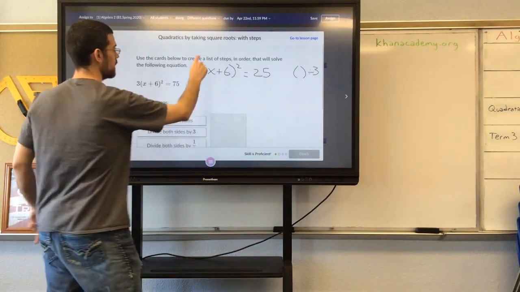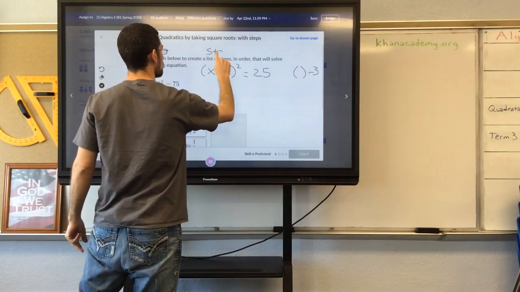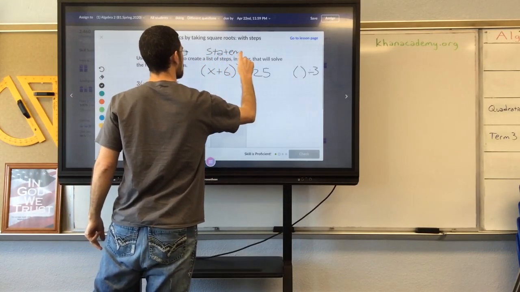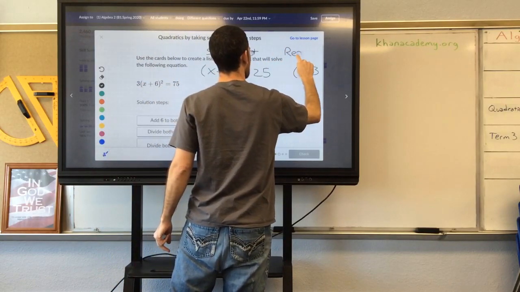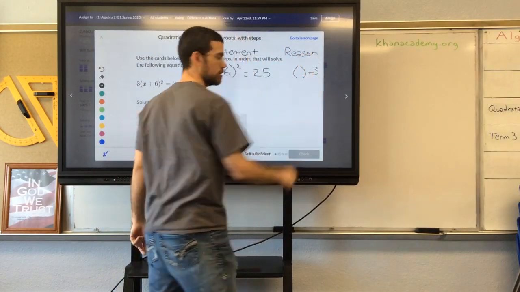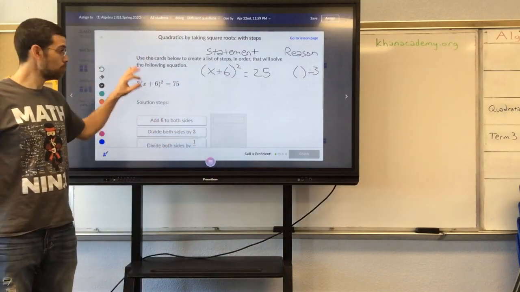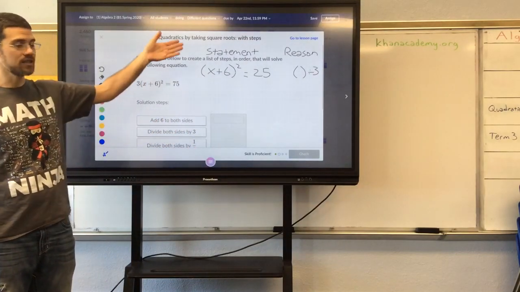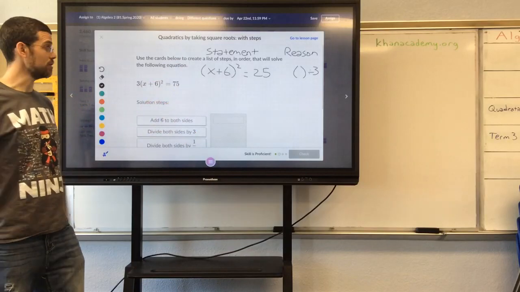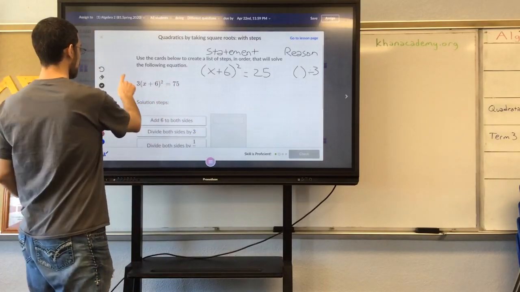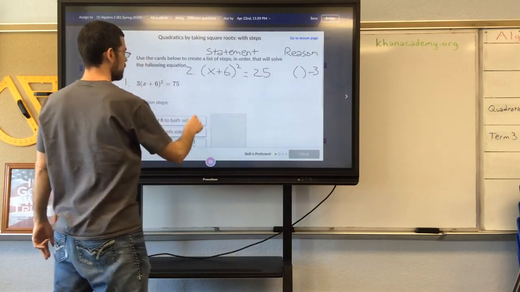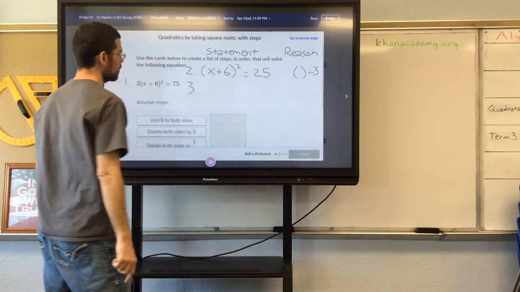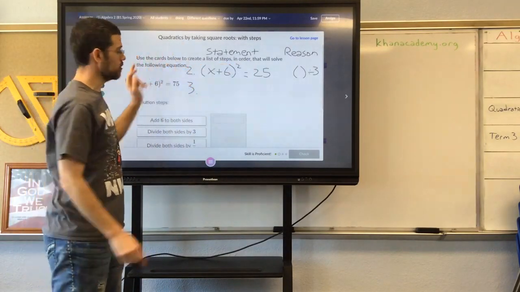So this is my statement column. And this is my reason column. Essentially, they're just asking us in these problems to list the reasons from a statement reason proof. So line 1 was here, and that was given. Here's line 2. Line 3, we're going to take the square root of both sides.